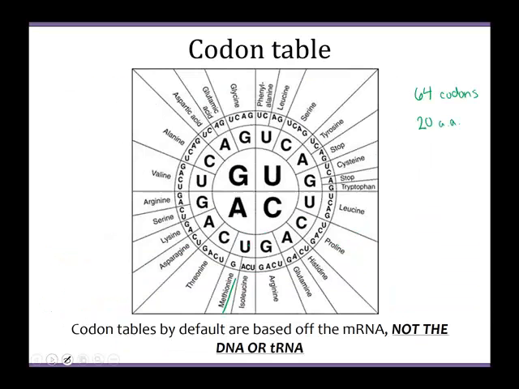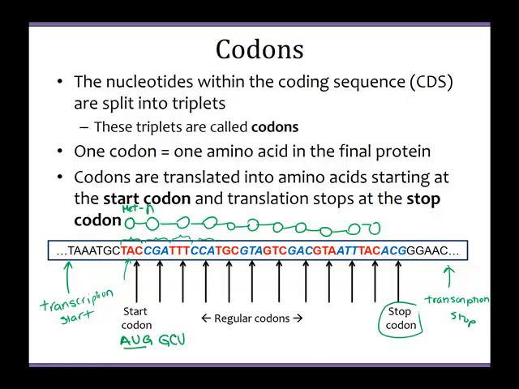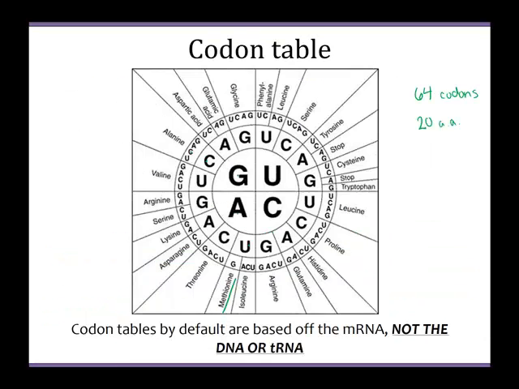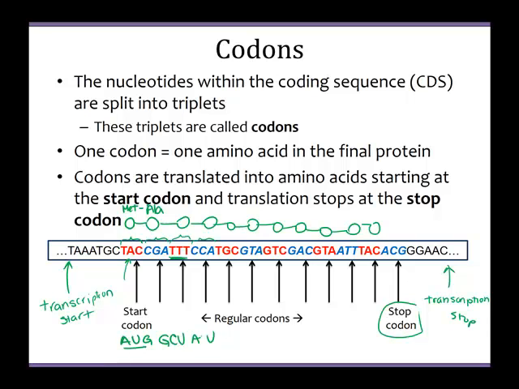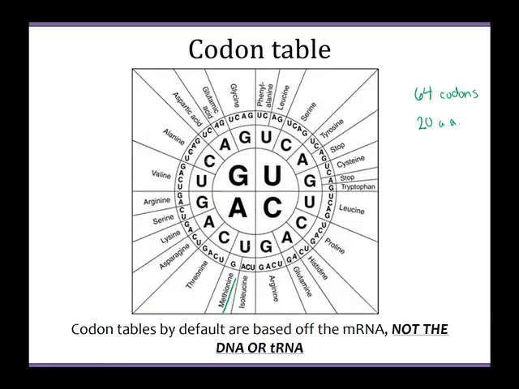Let's look at GCU now. GCU, alanine. Our second amino acid will be alanine. Here's TTT, that will be transcribed to, not UU. See, even I do it too, right? That'll be transcribed to AAA. So let's look at what AAA codes for. AAA, lysine.